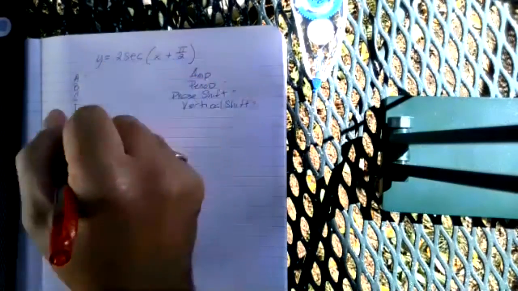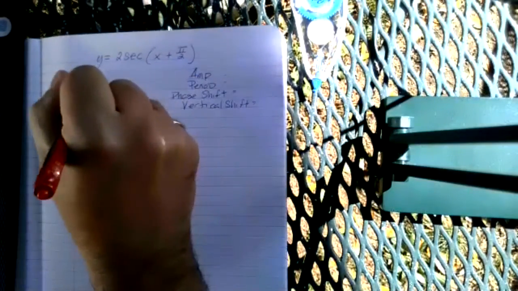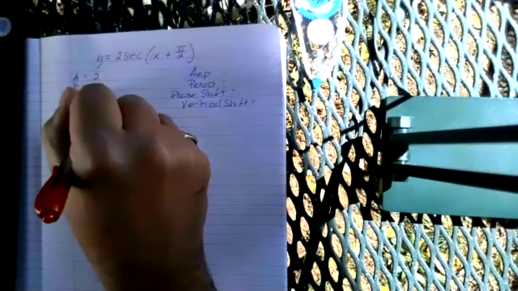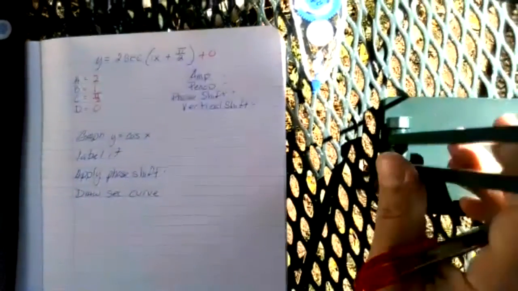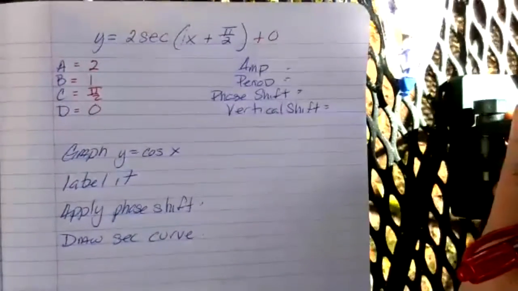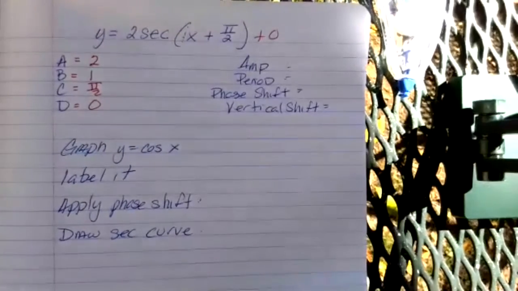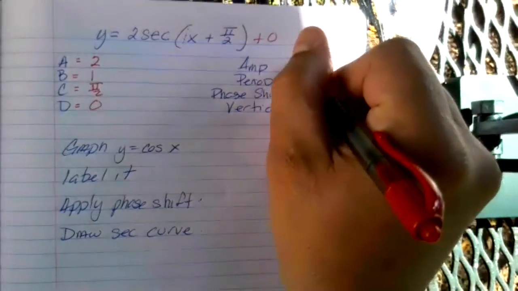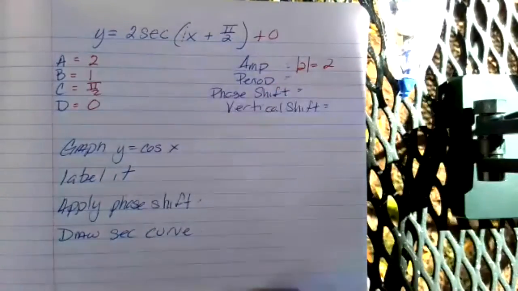So it looks like my A would be 2, my B would be 1, my C would be pi over 2, and I have no D, or I could put plus D right there. My amplitude is the absolute value of 2, which is 2.